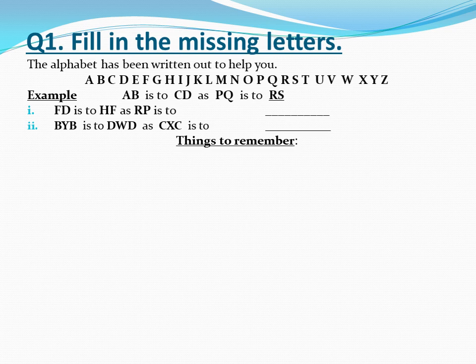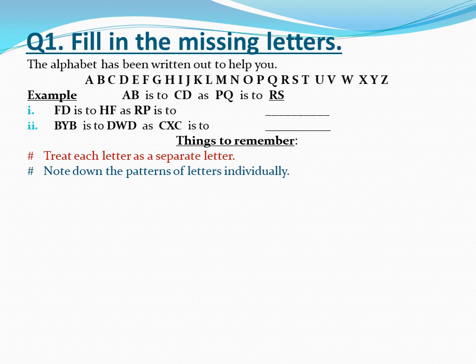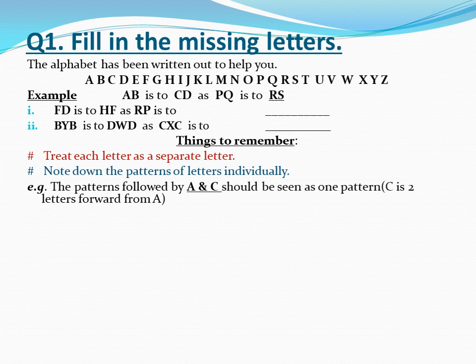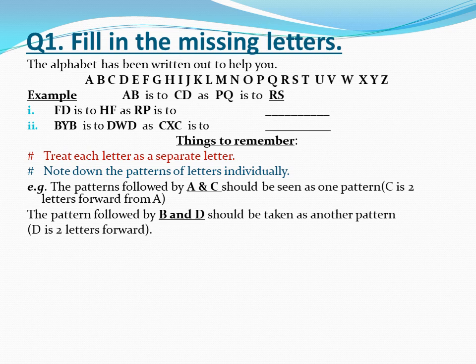Now, you need to remember a few things whenever you come across questions like this. First, you treat each letter as a separate letter and note down the patterns of letters individually. For example, the pattern followed by the letters A and C is completely different from the pattern followed by B and D. If you look closely, the pattern followed by A and C is 2 letters forward from A. Similarly, D is 2 letters forward from B. So, using the same method, we are now going to look at how we can solve FT is to HF as RP is to.